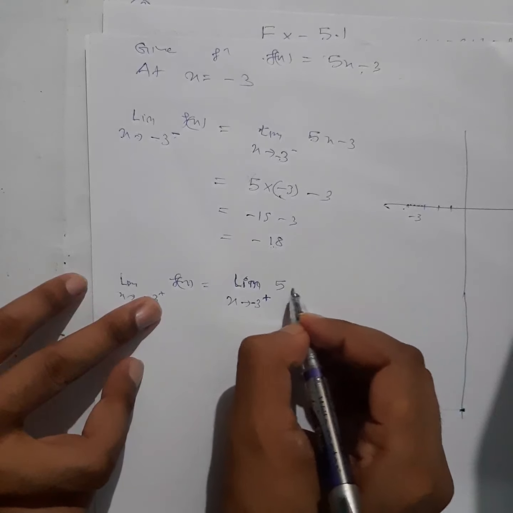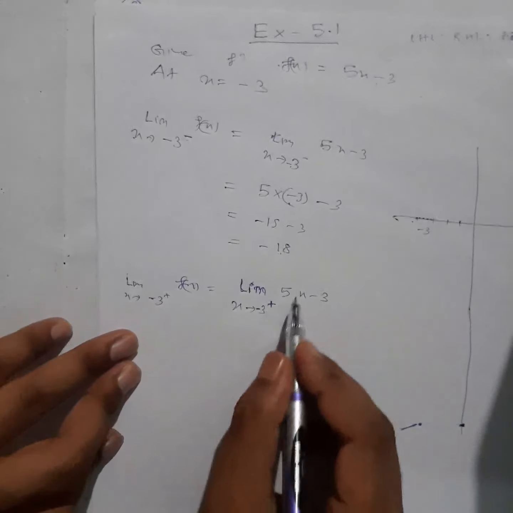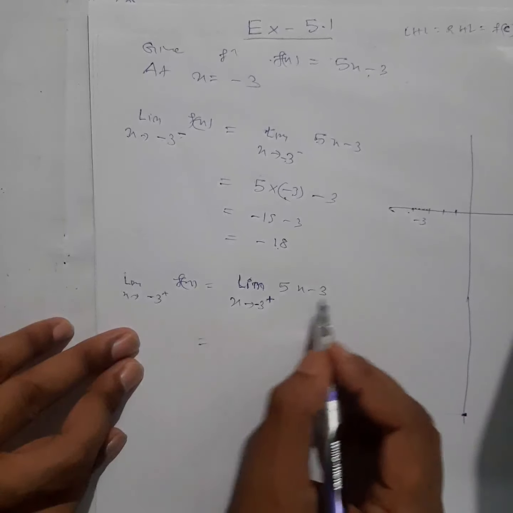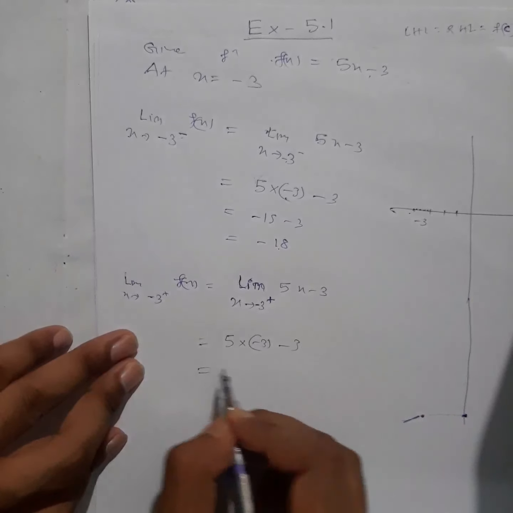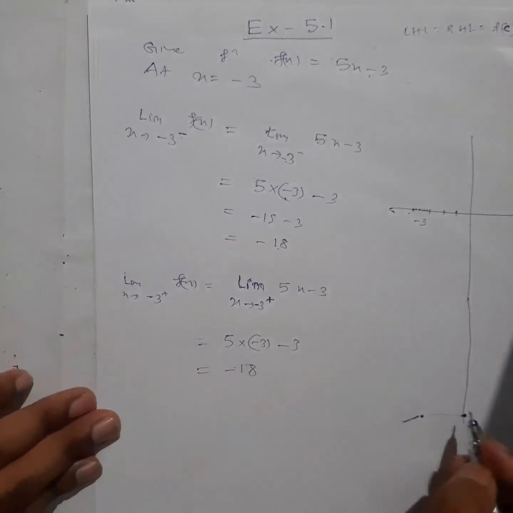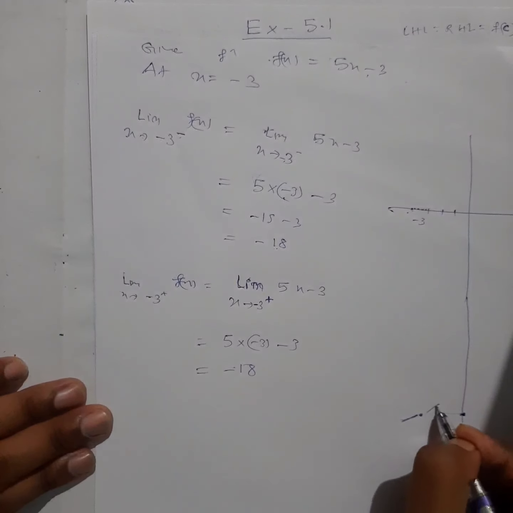So f(x) is 5x minus 3. Can I put minus 3 directly here? Yes, this is a determinate value. So 5 into minus 3 minus 3 is equal to minus 18. So from the right side also it is approaching towards minus 18. So I am getting all this.